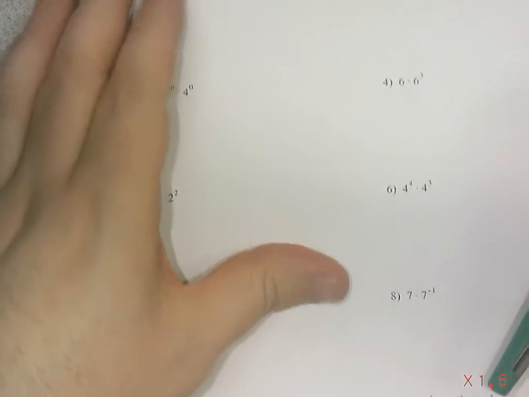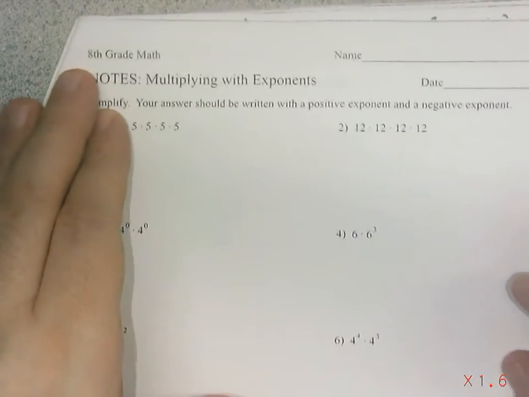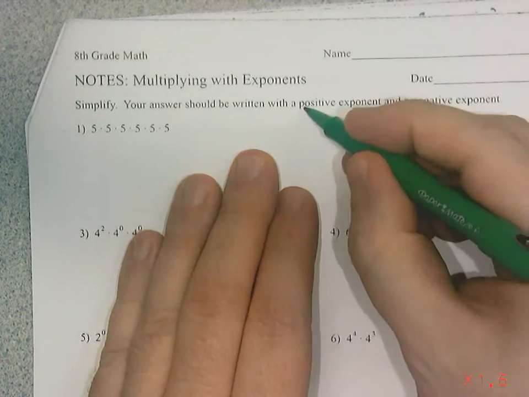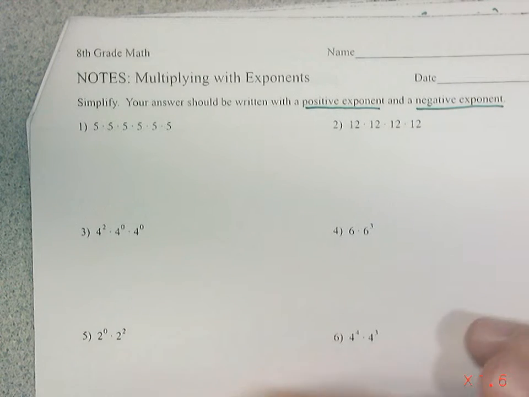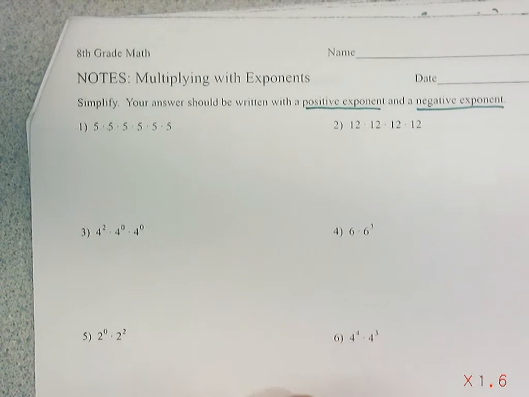Okay? One thing that's going to be different today is when we write our answers, I want my answer to be written with a positive exponent and with a negative exponent. So if they're happy when all is said and done, I'm going to make them unhappy. And if they're unhappy, I'm going to make them happy.